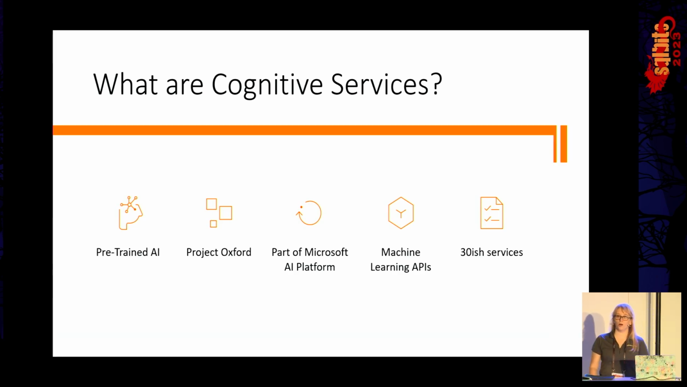And then come cognitive services. There are a lot of pre-trained AI things. One fun fact is that before cognitive services came to life, it was called Project Oxford, and all of this was created in Cambridge. So I know you understand the joke about Cambridge and Oxford here. It's part of the Microsoft AI platform, a lot of machine learning APIs, and you have almost 30-ish services that you can easily go and use.